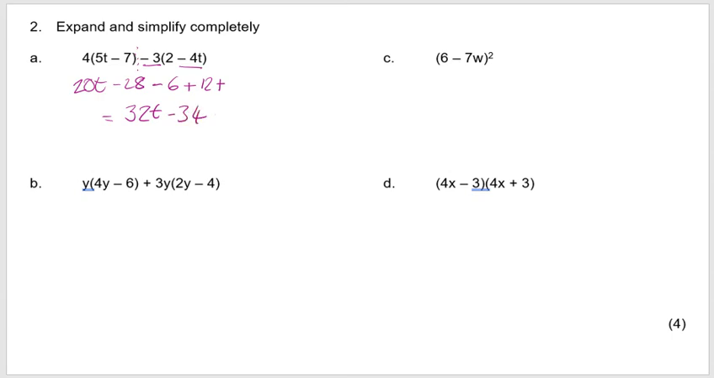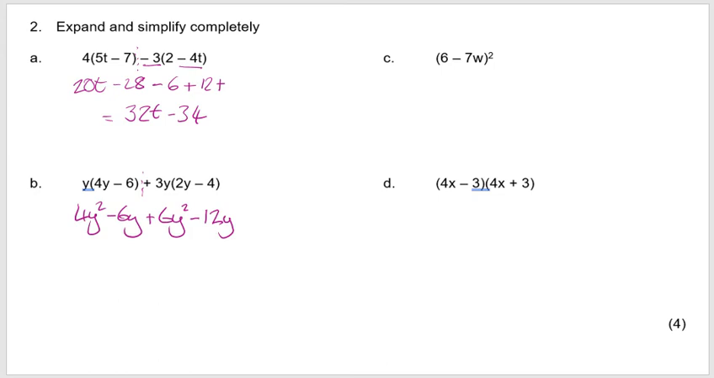For b, y times 4y, well, the 4 is going to remain as a 4. Y times y gives us a y squared. Y times 6 is 6y with a negative, negative 6y. We have a positive term multiplying through the second set of brackets. So 3y times 2y. Well, 3 times 2 is 6. Y times y is y squared. It's a positive term, so a positive in front. And 3y times 4 is 12y. It's a positive term times a negative term, so that will be a negative 12y.